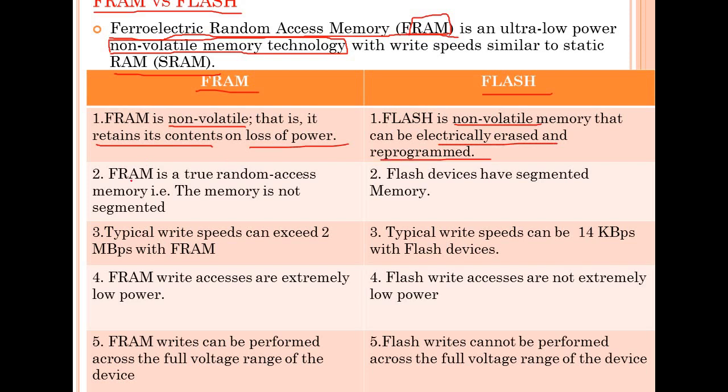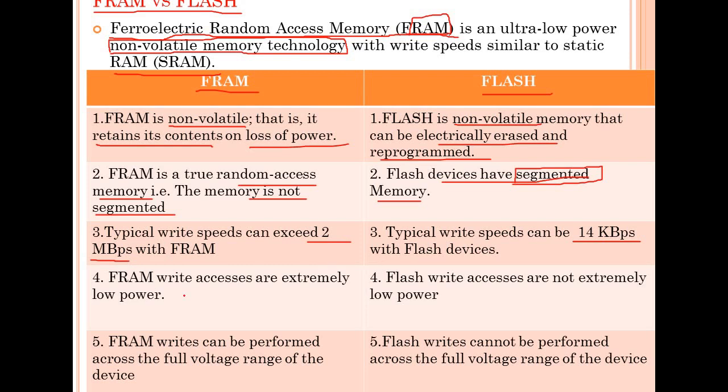And FRAM is a true random access memory. As it is random access memory, the memory is not segmented. That is, the memory is not divided into separate memory blocks. But in flash, the memory is segmented. That is, memory is divided into separate blocks for data storage, code storage, and stack. And coming to speed, the typical write speed of FRAM is 2 Mbps. Flash is low compared to FRAM. The write speed is 14 kbps.